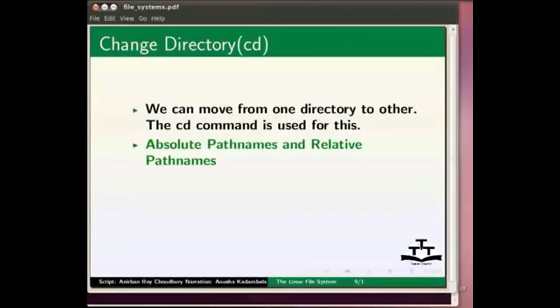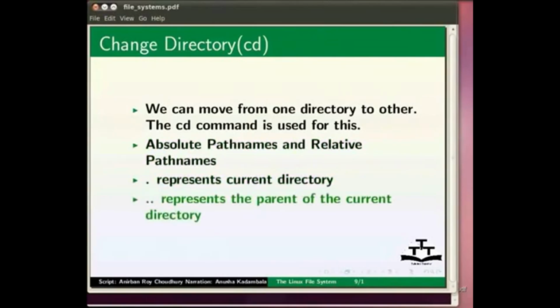The problem here is the path names can be very long. This is because these are absolute path names that list the entire path starting from the root directory. Instead, we may use relative path names that begin from the current directory. Here, we need to know two special characters. Dot that represents the current directory and dot dot that represents the parent directory of the current directory.